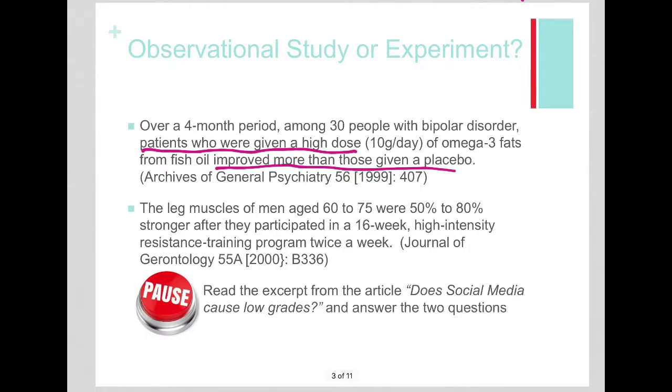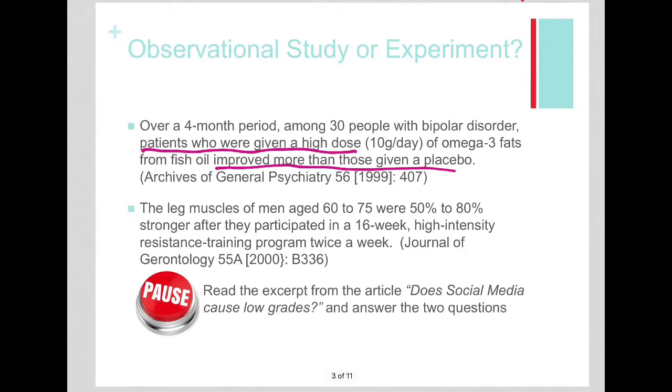One main thing to take away from experiments and observational studies is that in an experiment, you can actually show cause and effect relationships. So you can say that fish oil is causing people with bipolar disorder to get better. But if they did an observational study, they couldn't say that fish oil caused it to happen, even if it showed the trend of improvement. They would just be able to say there's a correlation between them, a positive correlation between them.